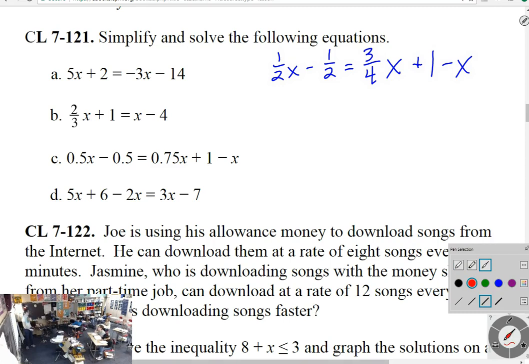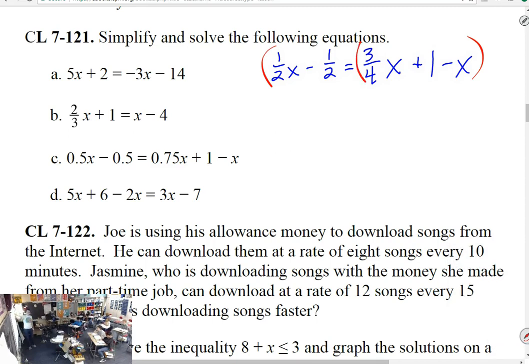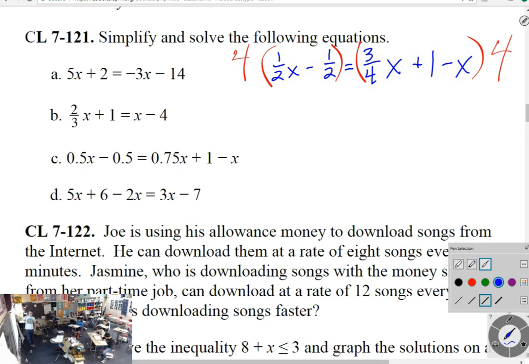Now, this is not the route you have to take. But I could take each side, and multiply or divide and get rid of the fact that we're working in partial values. What could I multiply by to get rid of all of the fractions? A half times a half gives you a fourth. Look at the denominators you have. Find the least common multiple of your denominators. Four. So if I multiply by 4 here, multiply by 4 there, again, this is not the route you have to take, but in my mind, it's the easiest.